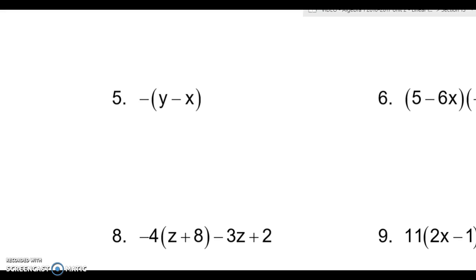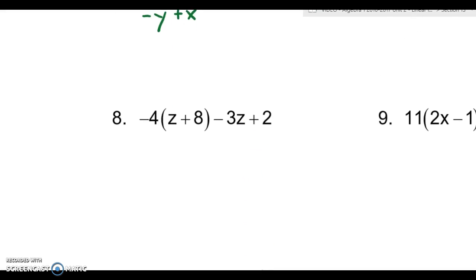But it gets a little challenging when it doesn't look like there's a number in front of there. It's just a negative sign. Well, the reality is there's a negative 1 in front of there. So if I take negative 1 times y, that's negative y, and negative 1 times negative x is positive x. So our final solution then would be negative y plus x. There's no like terms to combine because there's no terms that have the same variables to the same exponent.